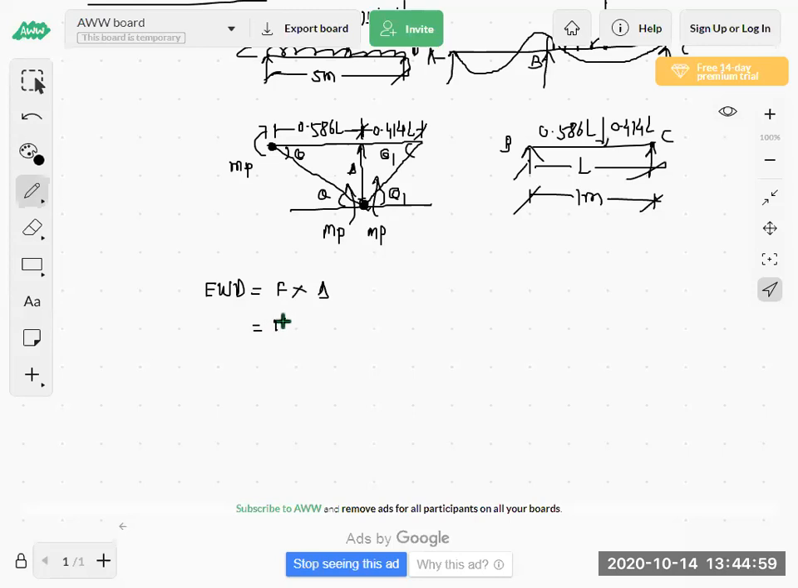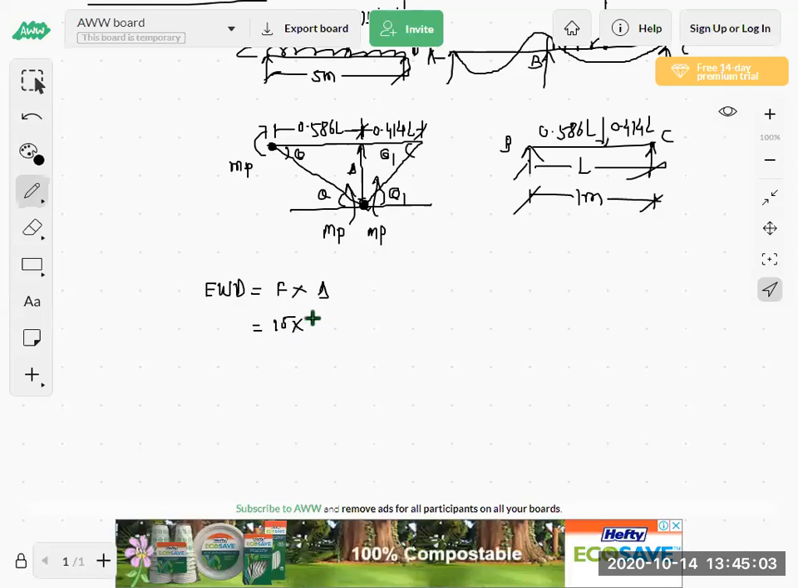This force is 15 into how much? 5. But generally this will act at the center, so we have to divide into 2. 15 into 5 is the point load, but it will act at half of the span. Barobar ki nahi? Ya 5 cha ardhyavarti act hoto. So here we have to divide into 2. 15 into 5 is actually the value of point load, but it will act at half of the span, so we have to divide by 2. So this is very important.